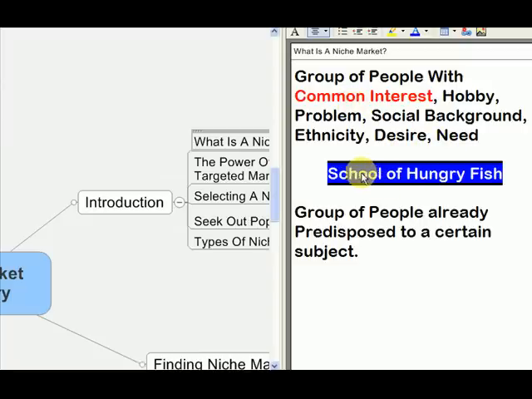So, the school of hungry fish concept ties in with the group of people with something in common because it's a tendency: if people all have something in common, you could assume that that group would generally be interested in solutions to their problems, or just more information that makes their life better as it pertains to that commonality of the group.